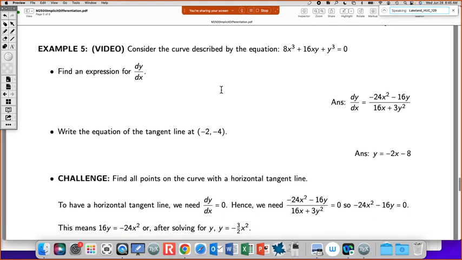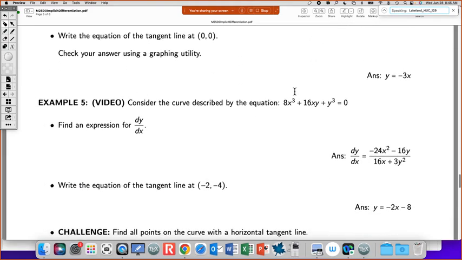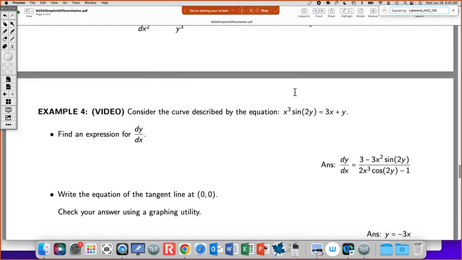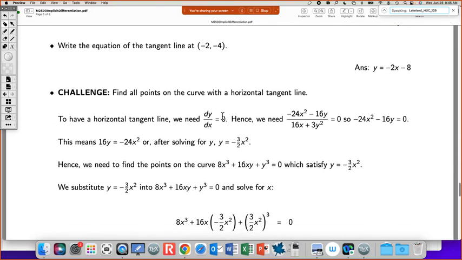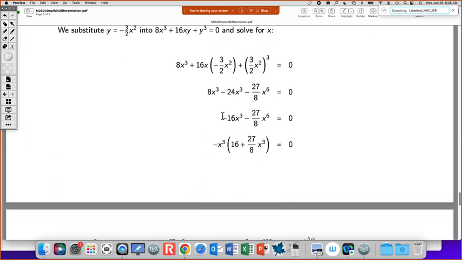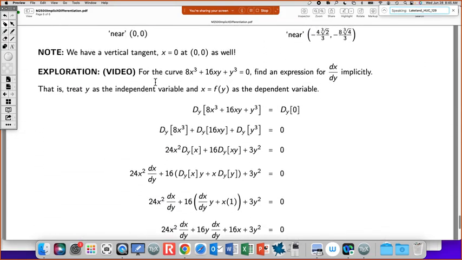Example 5, another example. This is a lot like the one we did together today. This one's got some trig in it, so it's up to you. You may want to do example 5 first. Doesn't matter. You're looking at the tangent line there at -2, 4. Then there's a challenge here if you want to dive in and work through that challenge. And then we have an exploration.